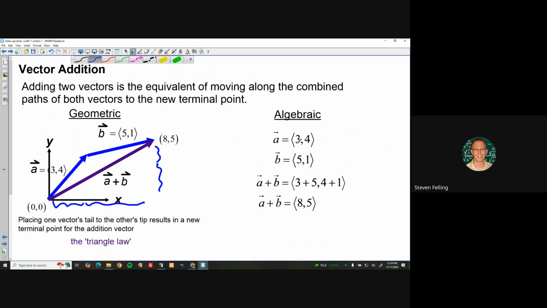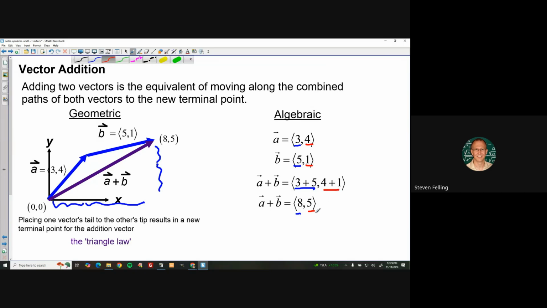So if vector A is 3, 4 and vector B is 5, 1, then to find the x component of the sum, we add the two x components together to get 8. And to find the y component of the sum, we add the y components together.